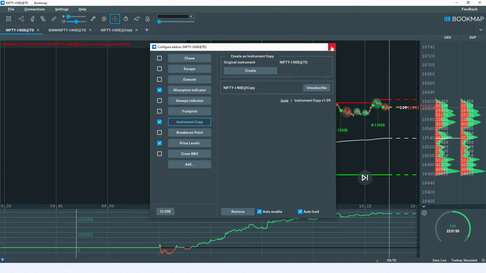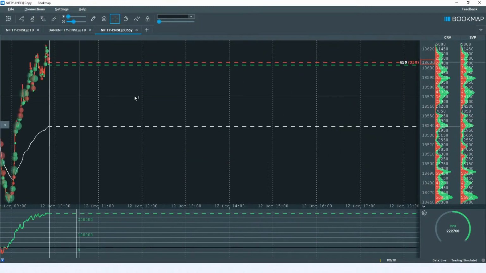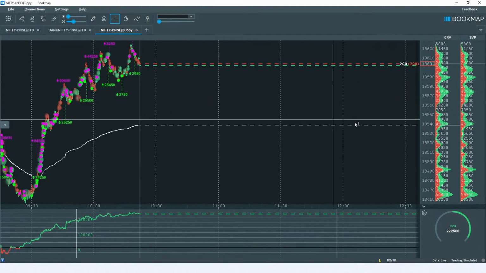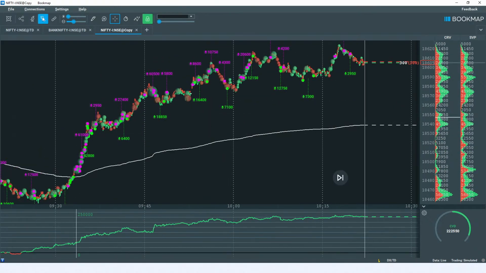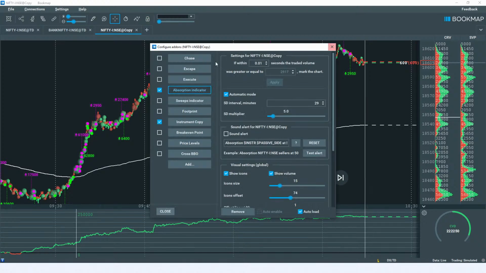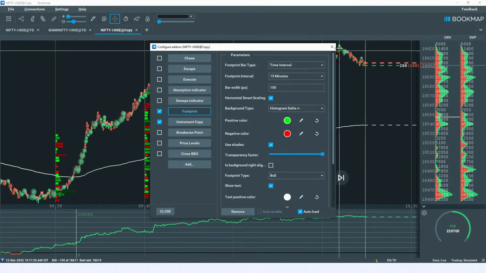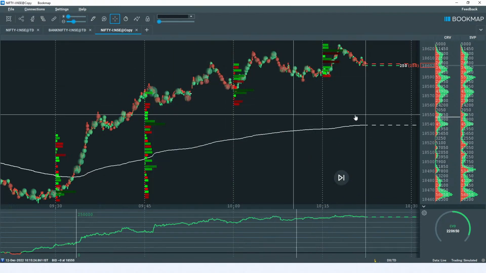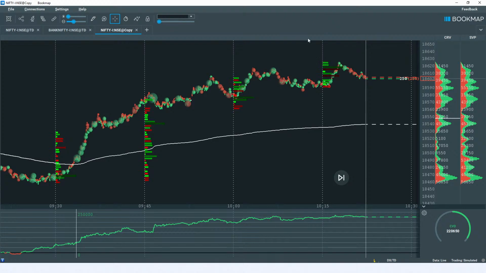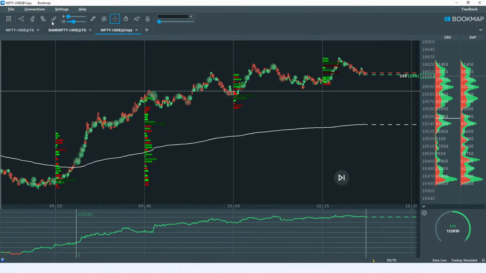This will help you to monitor the price at different price levels. For example, you may want to monitor different tools of the same indicator. Instead of the absorption indicator, you want footprint separately. That will be identified over here, so you can monitor the footprints in a separate chart.